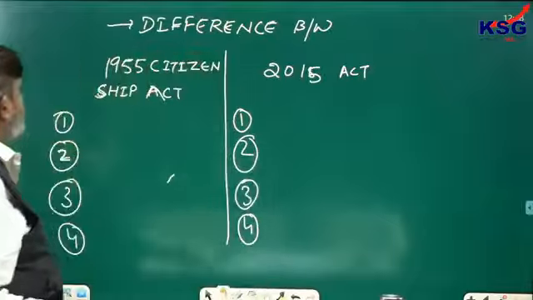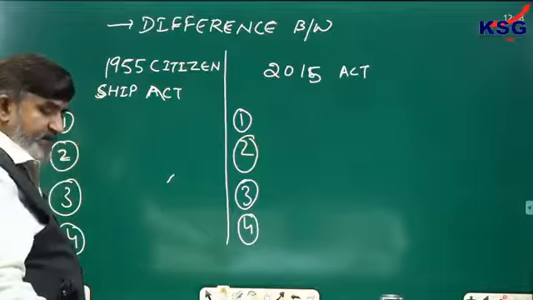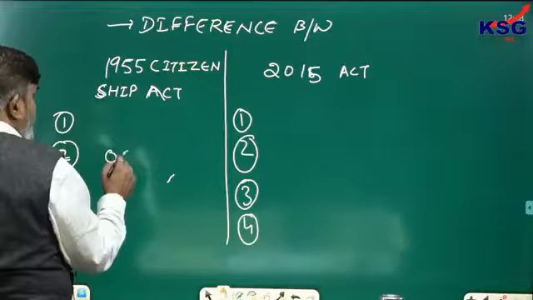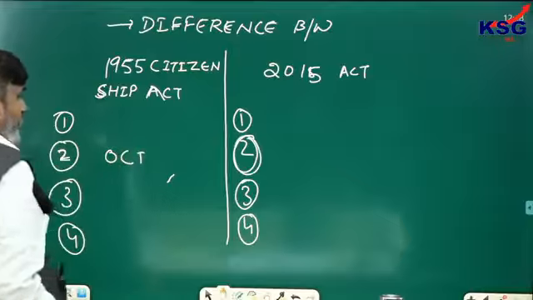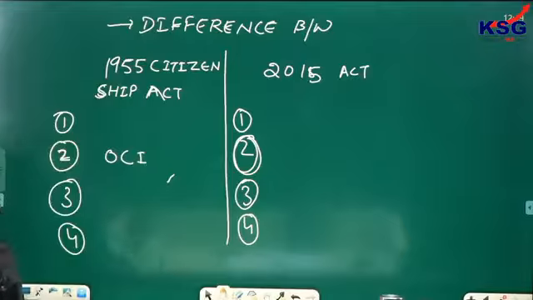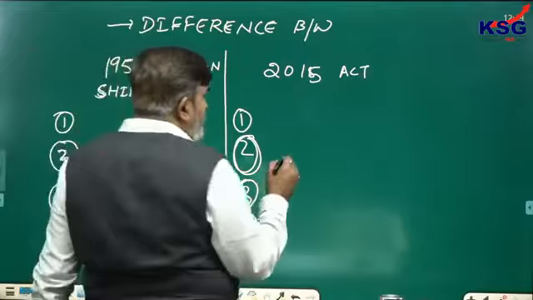Second, the 1955 Citizenship Act defined OCI, but what did the 2015 Act do? It expanded the definition.